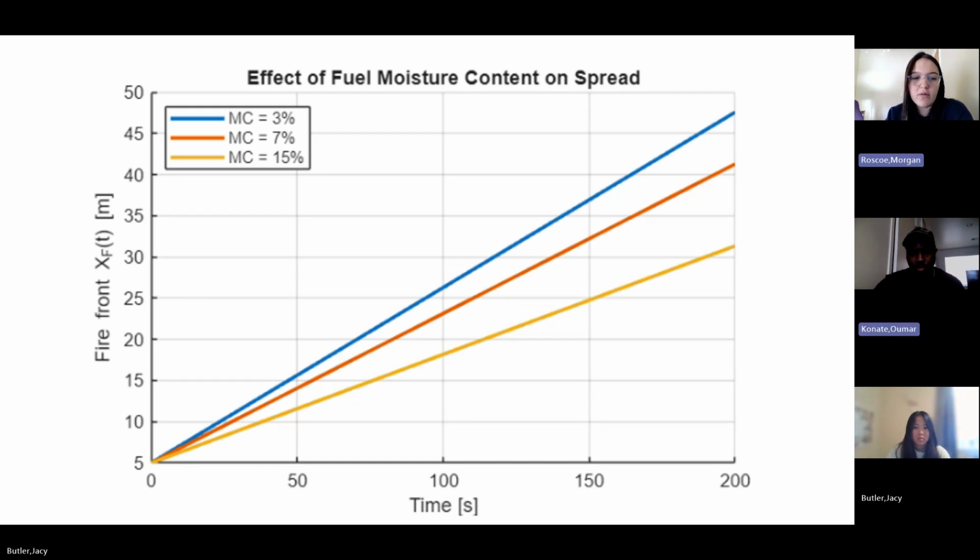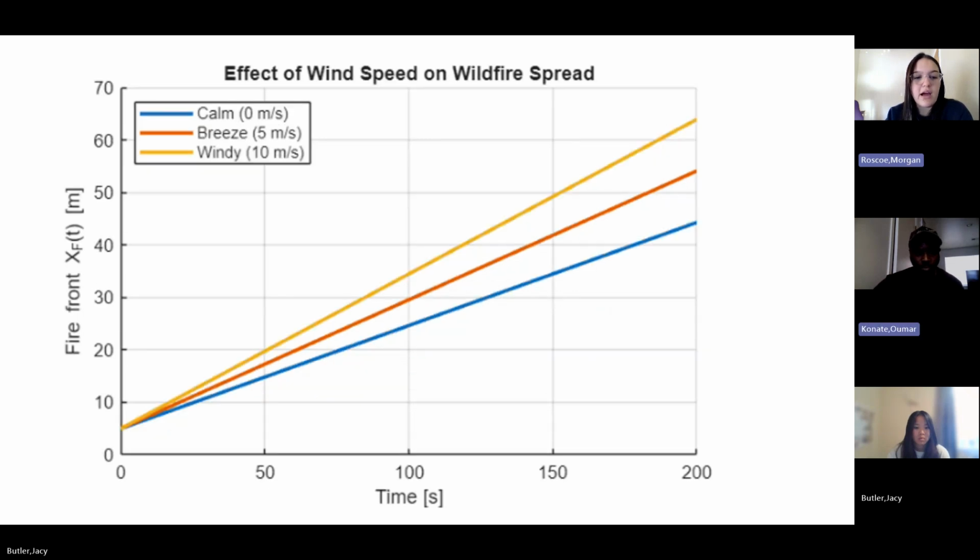The fire spreads more rapidly at lower moisture contents, where the grass is drier and burns easier and faster. Higher moisture content suppresses the fire and forces the flame to expend energy evaporating the water, which slows combustion and reduces fire line intensity. With this next graph, we can see how wind speed affects the rate of burn at 0, 5, and 10 meters per second.